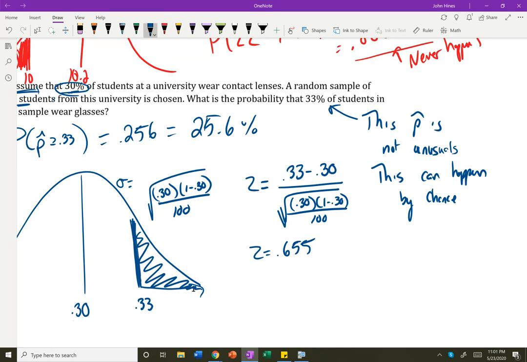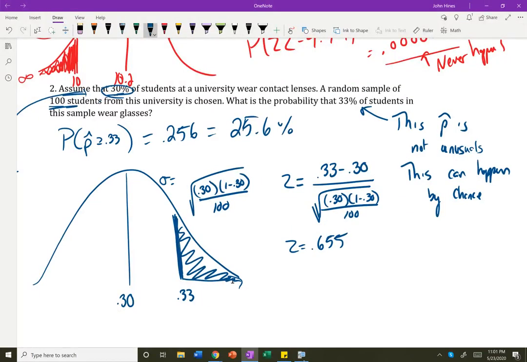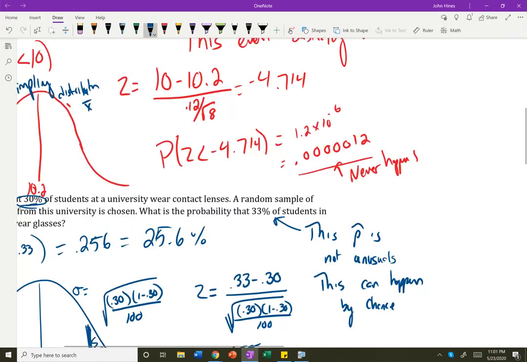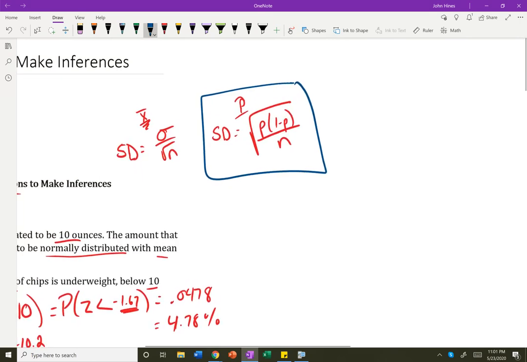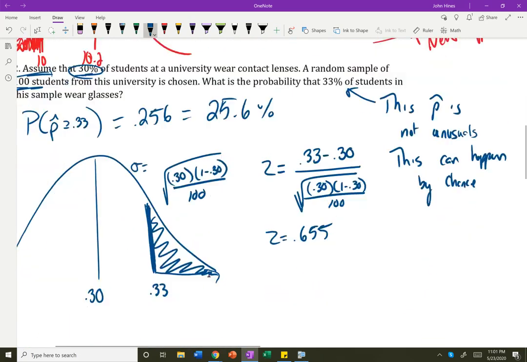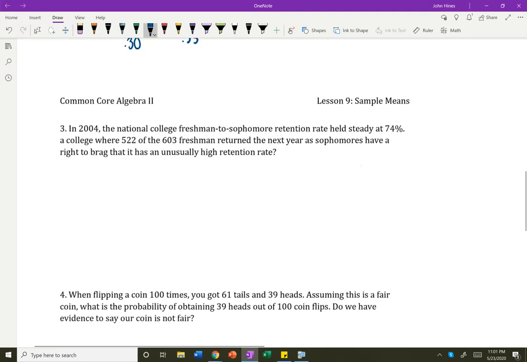So I drew my normal curve. You're going to have to somehow find the standard deviation, and it's going to be one of these two formulas: standard deviation over radical n for means, or if I'm working with proportions, it's p(1 minus p) over n, all square rooted. Got a couple more, we'll call it a lesson.